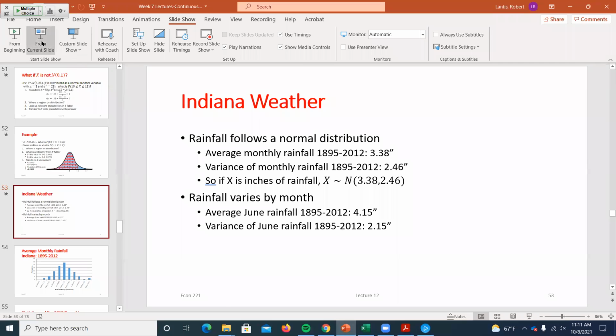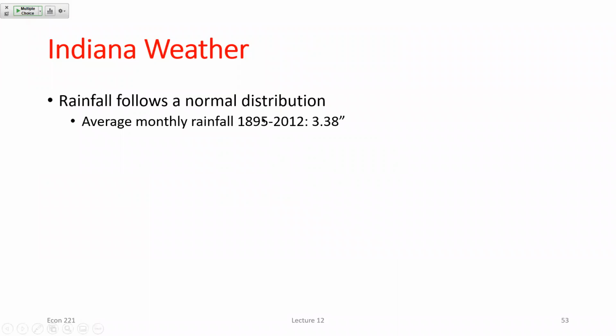So I mentioned last class that a lot of different things in biology follow a normal distribution. Rainfall happens to be one of those things. So we've got this data of Indiana weather back to, what, 1890? No, I think it was 1895. Right. So from this data set, I can find the average monthly rainfall, but also the variance in monthly rainfall. And the thing is that rainfall tends to follow pretty close to a nice normal distribution.